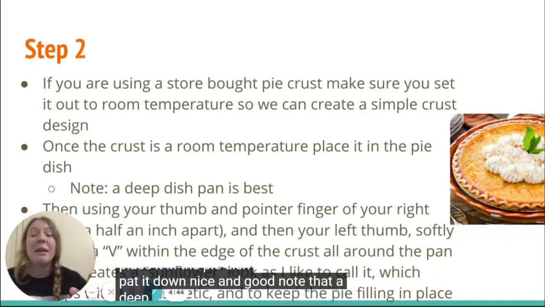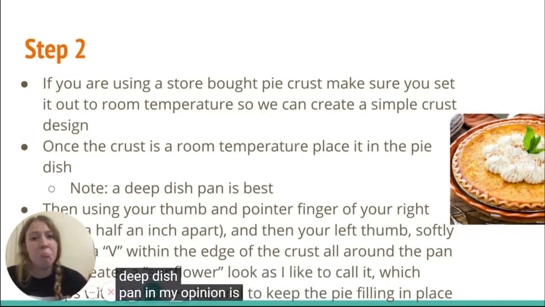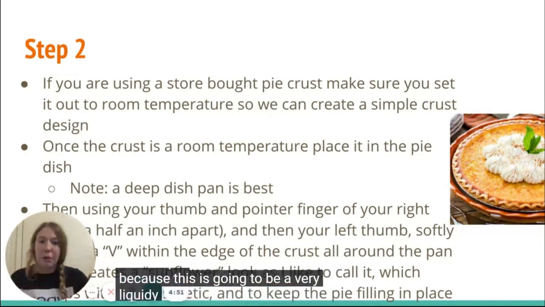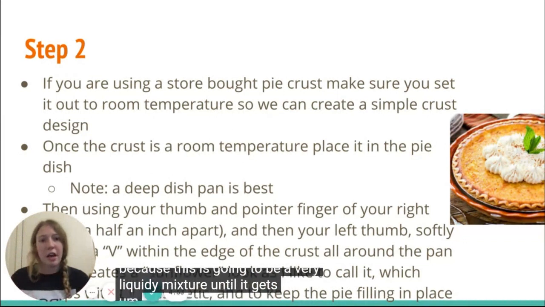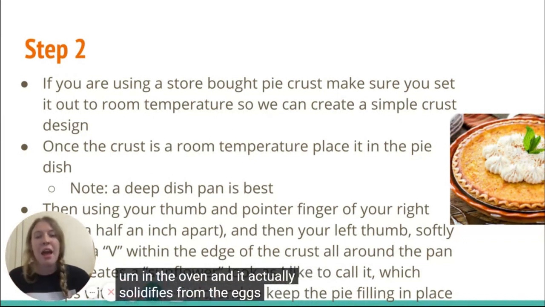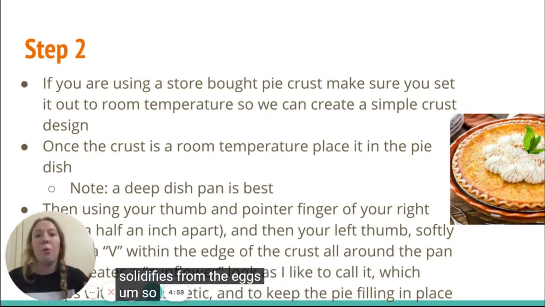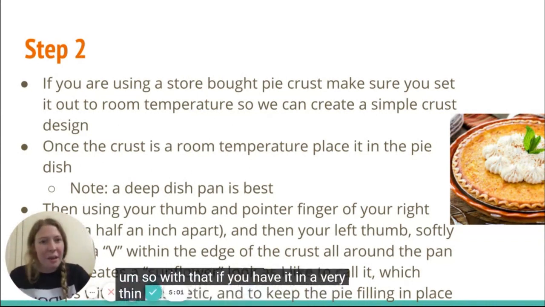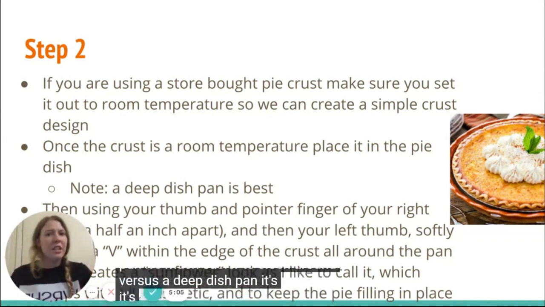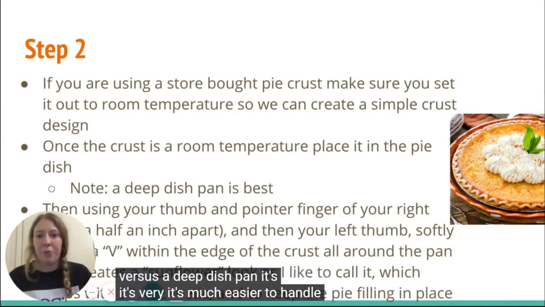Note that a deep dish pan, in my opinion, is much better for an egg custard pie, because this is going to be a very liquidy mixture until it gets in the oven and it actually solidifies from the eggs. So if you have it in a very thin pan, it's much easier to slosh around versus a deep dish pan. It's much easier to handle.